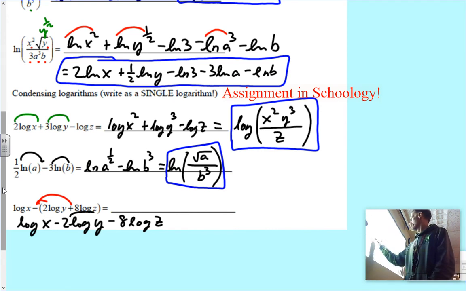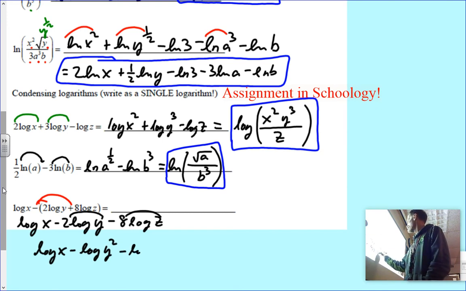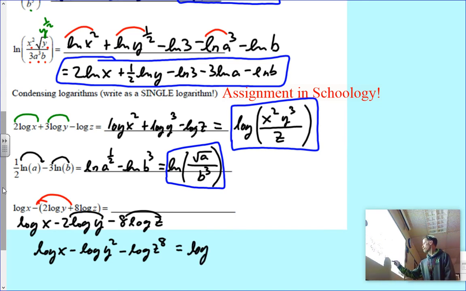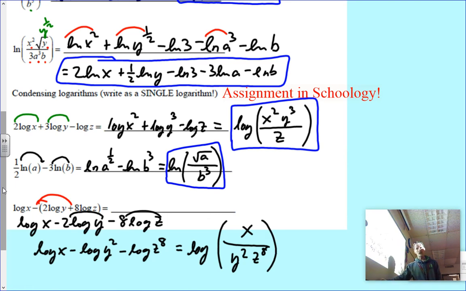Now I can do the power rule. So the 2 comes in as the exponent, the 8 comes in as an exponent. So log x minus log of y squared minus log of z to the 8th. And my final answer, when I start condensing, is one logarithm. First guy is going to go on top, so it's going to be an x. I see a minus and another minus, so both of those arguments are going to go on the bottom. So y squared z to the 8th. If you see a minus sign, it's going to be on the bottom. If you see a plus sign, it's going to go on top.